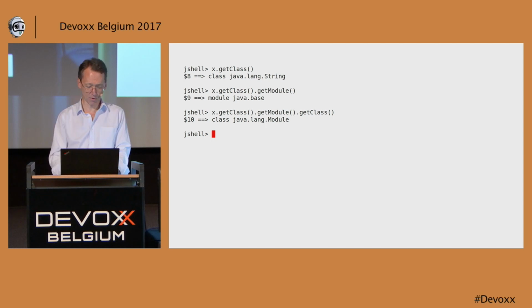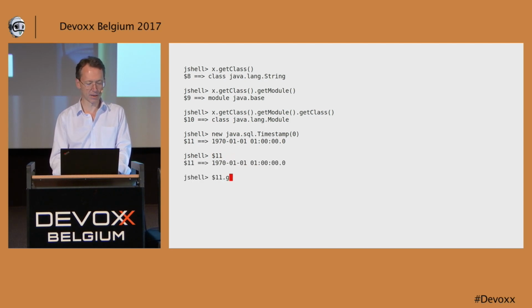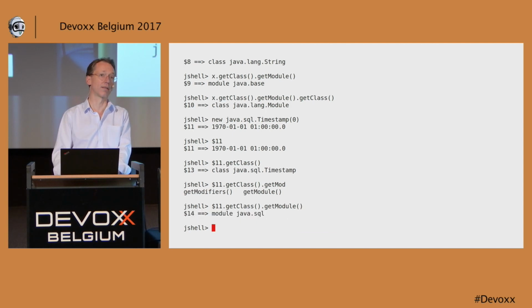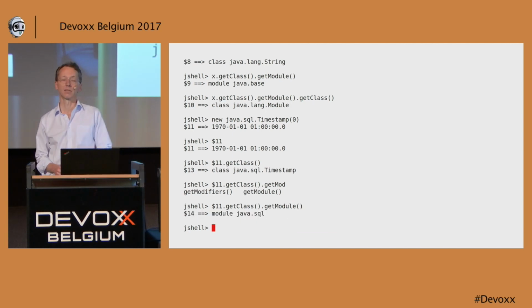Not everything is in the base module, of course. We can do, for example, a timestamp over in the SQL package. And $11 there is just a shorthand for the timestamp I just created. I can ask what is its class. Of course, we know what that is. It's a timestamp. We just made it. I can ask what module it's in, and I see that it's in the module called java.sql. And we'll come back and play with this a little more later on.